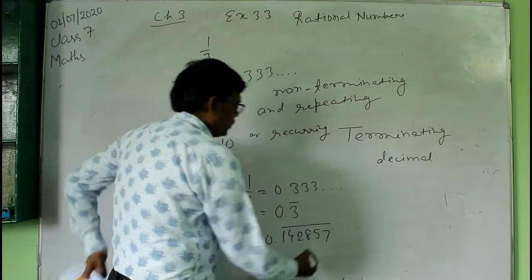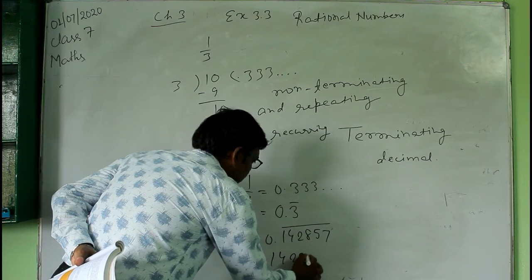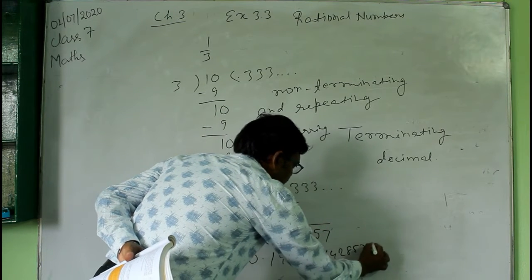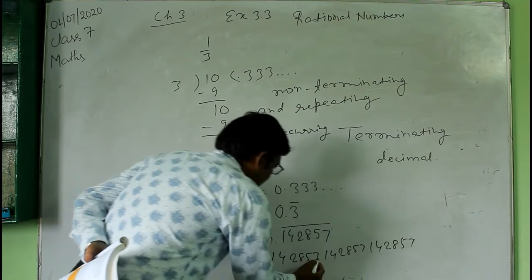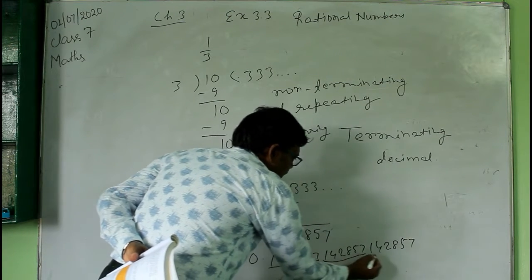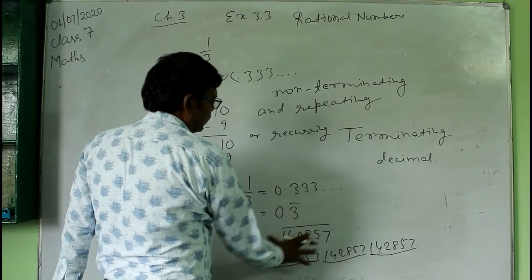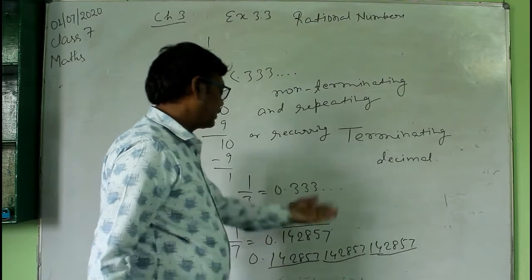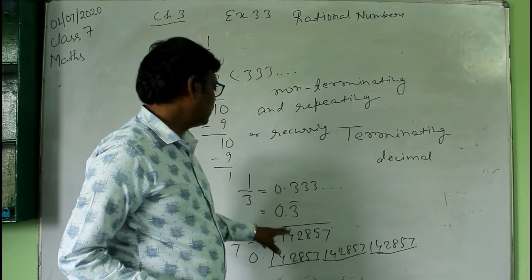मतलब इसका वैल्यू क्या हो जाएगा, here it will be like this: 0.142857, 142857, 142857. मतलब ये जो ग्रुप है ना, this group will keep on repeating. Okay, that is why here we have put the bar over these digits, that is, the digits which are recurring. Okay, so this is the method of writing in the compact form.